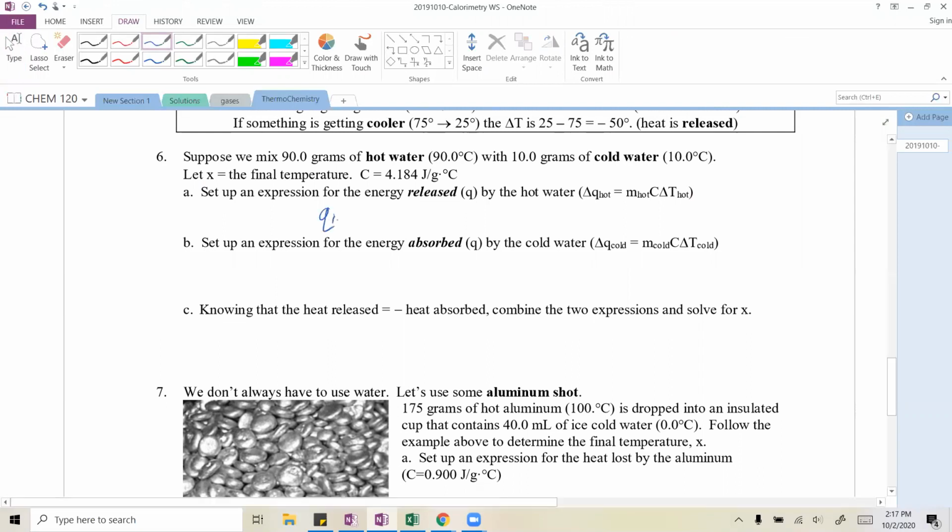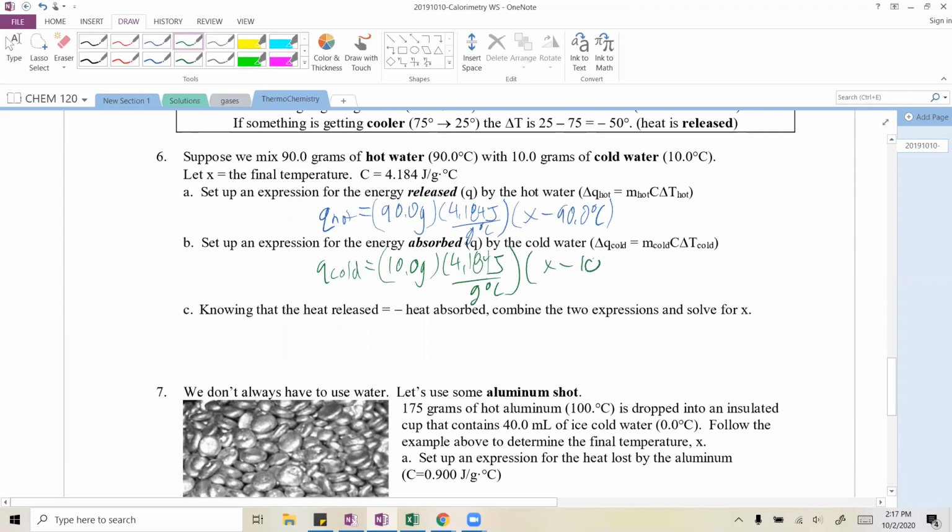So that's going to be our Q of our hot is going to be the mass of our hot, 90.0 grams, heat capacity, 4.184 joules per gram degrees Celsius, and the delta T, which is not our 90, that's our initial, which is our final temperature. In this case, they want it to be X minus 90.0 degrees Celsius. For the heat absorbed, so that's for the cold, that's going to be 10.0 grams, 4.184 joules per gram degrees Celsius. And this one should be our X minus 10.0 degrees Celsius.